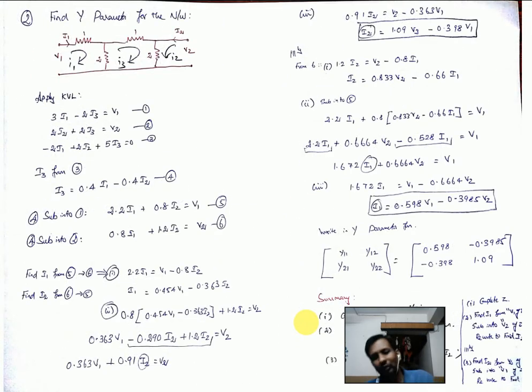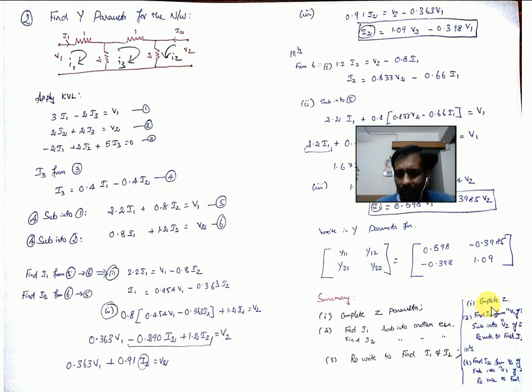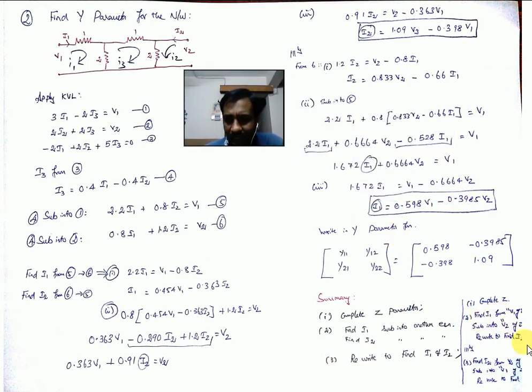So these are the Y parameters. When you execute the Y parameters, the summary should be kept in your mind very clearly. What is the summary? Step number 1, complete the EZ. Yes, I have completed the EZ, equations 5 and 6 are the EZ parameters. Okay, EZ is completed. Then step number 2, what is step number 2? Find I1. I want to find out the I1.